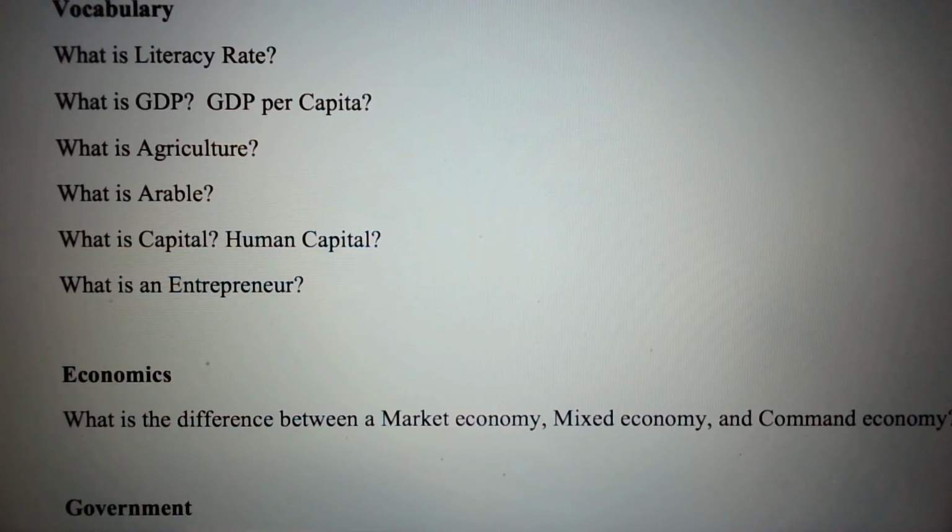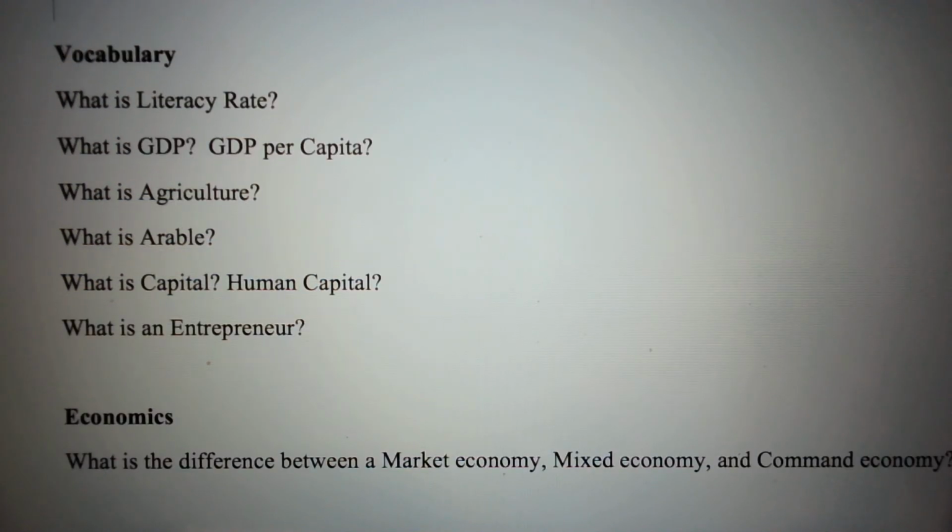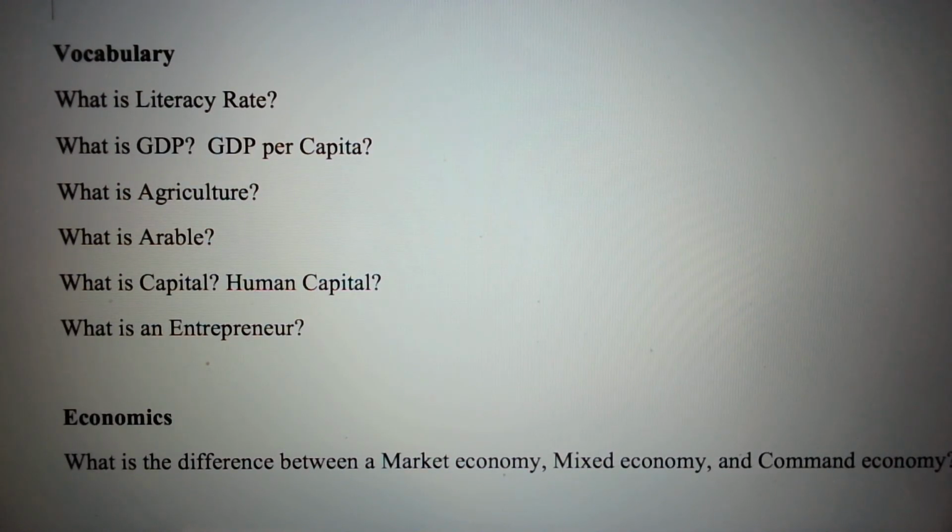Alright, vocabulary. We're going back to some of the basics that we covered earlier in the year. What is literacy rate? Oh, that's the percentage of the people in the country, the adults in the country who can read and write. What is GDP? Well, first of all, GDP means gross domestic product. But what does GDP mean? That's the amount of money that a country takes in through trade in 1 year. So how much money comes into the country through trade in a year?